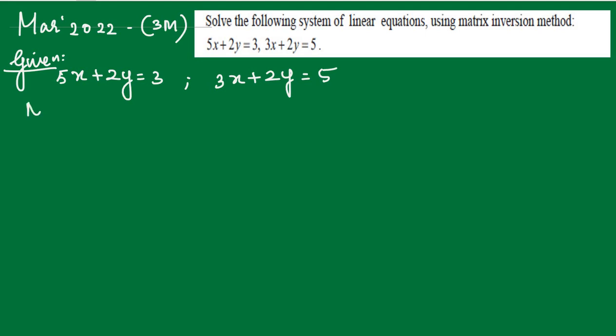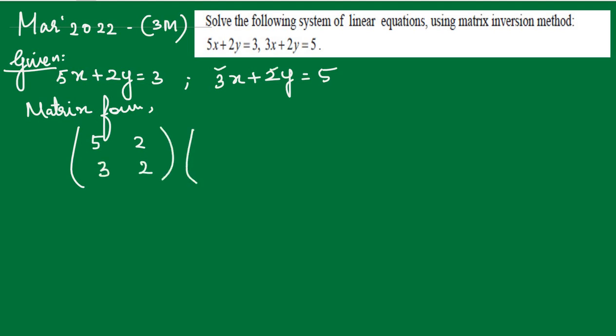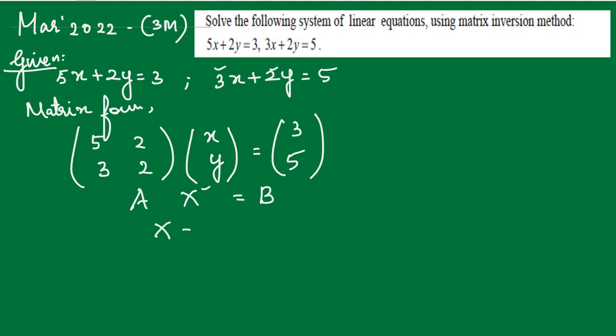So we write the given equations in matrix form. The coefficient matrix from the first equation has elements 5 and 2. The coefficients from the second equation are 3 and 2. The unknown variables are x and y, which is equal to the constants 3 and 5. The matrix is of the form AX is equal to B. Our aim is to find this X matrix, and therefore X is equal to A inverse into B.